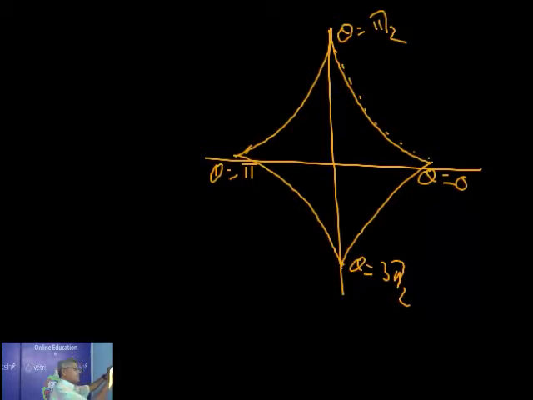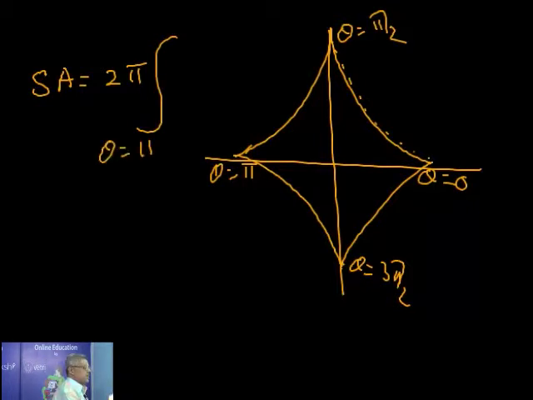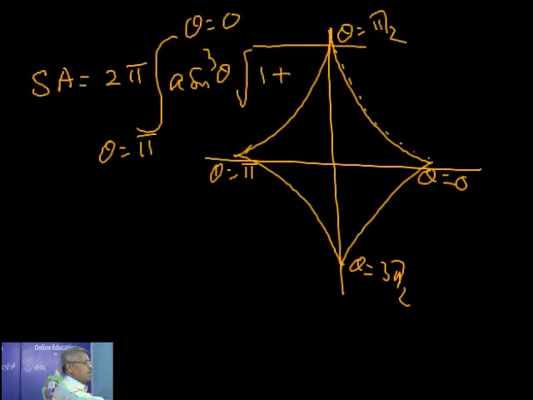So therefore, the surface area of the solid of revolution is nothing but 2 pi integral. Now, when x is minus a, theta is pi. When x is plus a, theta is 0. Corresponding theta we are taking because we are using parametric equations. y is nothing but a sin cube theta, root of 1 plus dy by dx whole square. Dy by dx whole square, we have seen, is tan square theta.